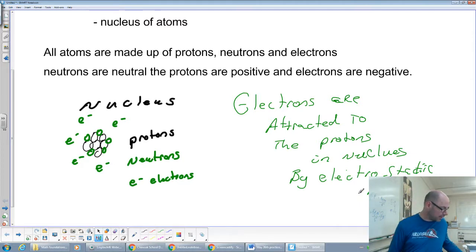Okay, so that's what's holding them in place when they're around the nucleus. Now, the thing that you should know is that an electron cloud is much, much larger than the nucleus. On average, the nucleus would be 10,000 times smaller in diameter than the electron cloud. So there's a little nucleus and then a bunch of space.